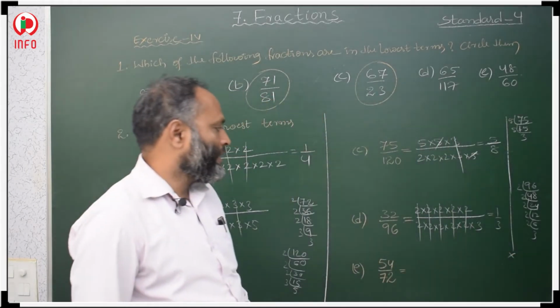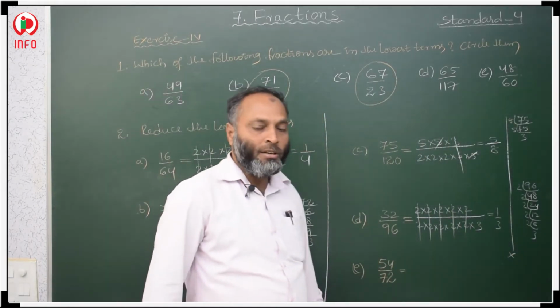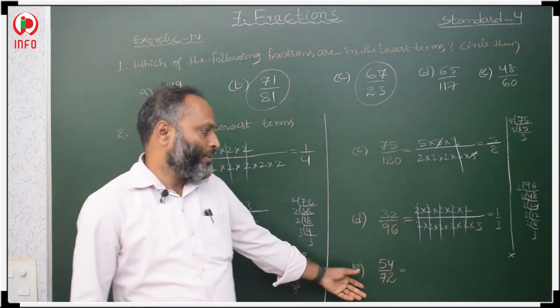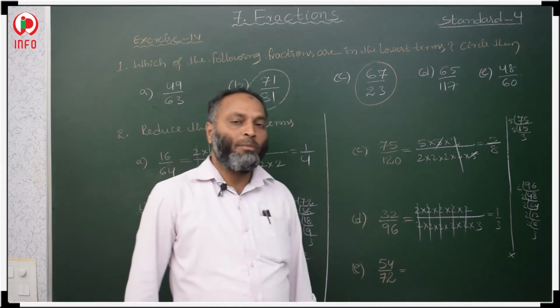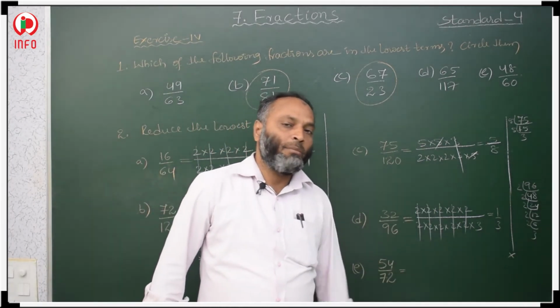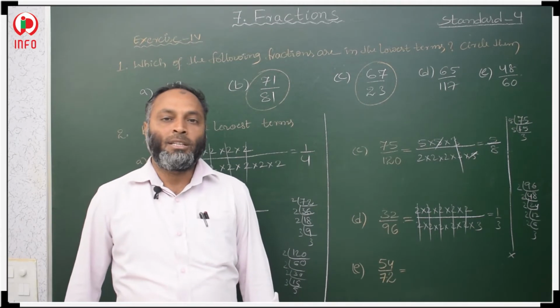Then 54 by 72. This question you have to do as your home assignment. It is a similar question. First you have to write the prime factors of the numerator and the denominator. After that you cancel the same numbers and write the remaining numbers. That is your simplified form.